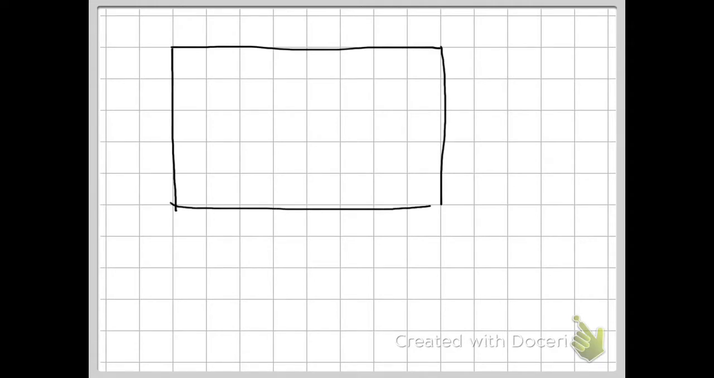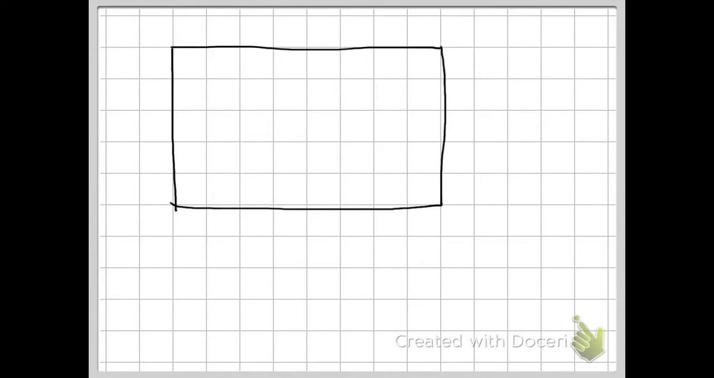Alright, so we want to talk about finding the area of a rectangle. When we think about area, we think about tiles covering a surface. So if we were to draw a rectangle, we can see that it creates a surface, and that there are little tiles covering it as we use the graph paper.